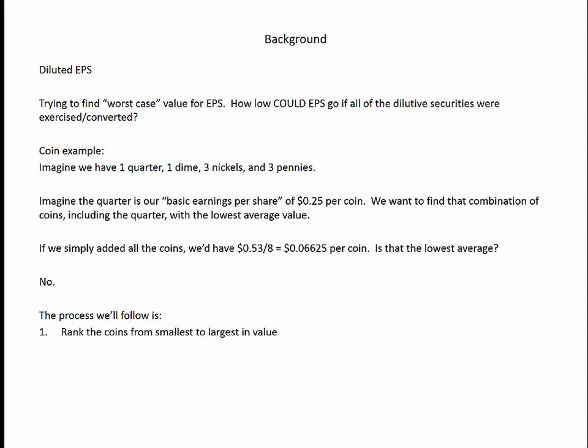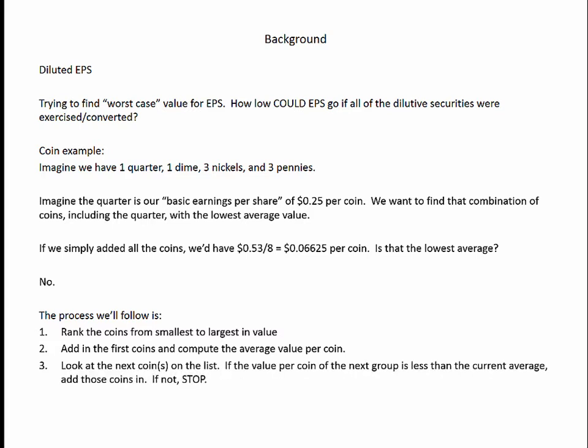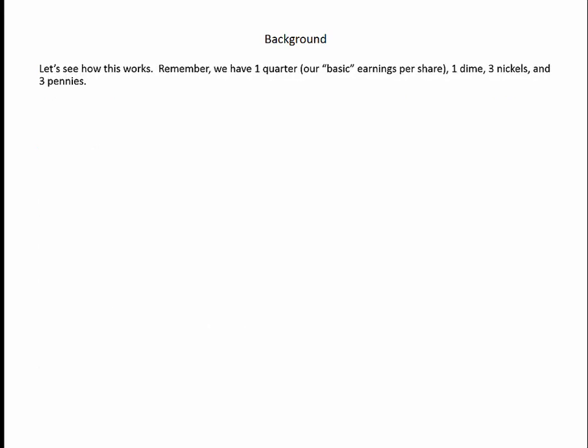Step 1, we're going to rank the coins from smallest to largest in value. Then we're going to take the first coins on our list, in this case it'll be the pennies, and put them into the mix and say, okay, with the quarter and the pennies, what's the average value per coin? After getting that new average, we'll look at the next coin on the list, the nickels. And again, we'll ask ourselves, if we add the nickels in, will that bring the average down or bring the average up? And we'll continue this process until we get to the lowest possible average. So let's go ahead and see how this works.